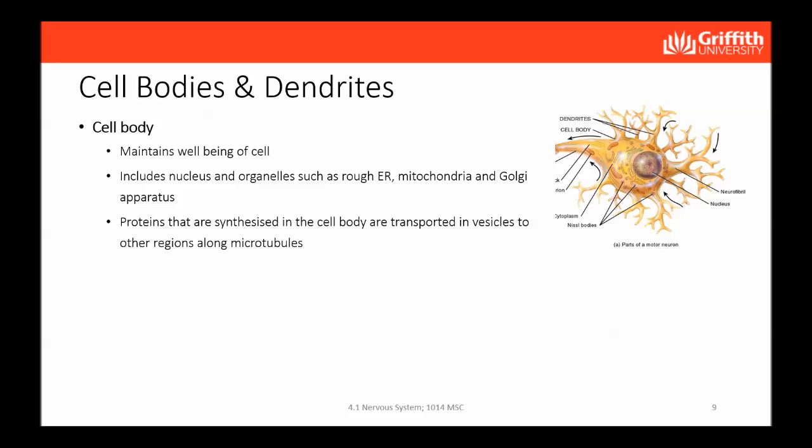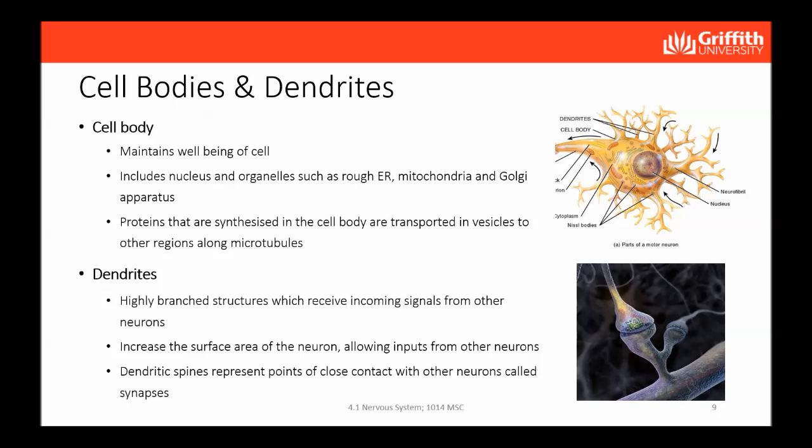Most neuron cell bodies are located in the CNS, where they are protected by the bones of the skull and the vertebral column. Proteins synthesized in the cell body of a neuron are then transported in vesicles to other regions along the microtubular network. Dendrites are branched extensions that are the main receptive or input regions of a neuron. Dendrites provide an enormous surface area for receiving signals or inputs from other neurons. The dendritic spines are thorny appendages with bulbous or spiky ends, and these represent points of close contact with other neurons, called synapses.